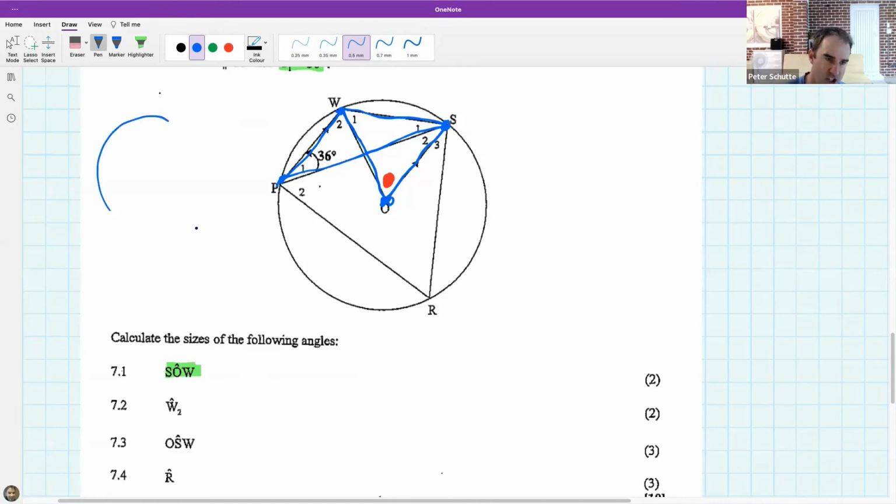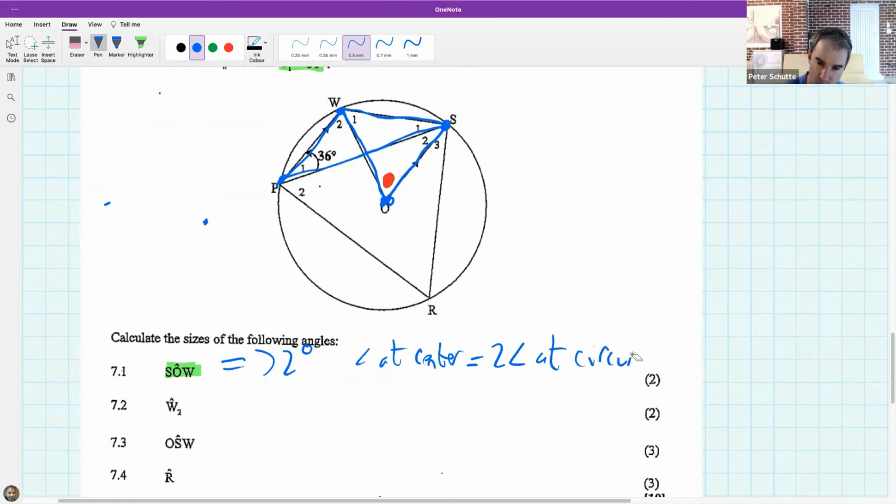Normally when we have the butterfly shape, or not the butterfly, what do we call it? The bow tie. We have all 4 points on the edge of the circle. That doesn't happen here. So the theorem actually, SOW, and I think this will catch a lot of people, is 72 degrees because it's double the angle at the center. Or if I put the reason, angle at center is twice angle at circumference. So that almost caught me. So I'm sure it caught some people. 72 degrees for that one.